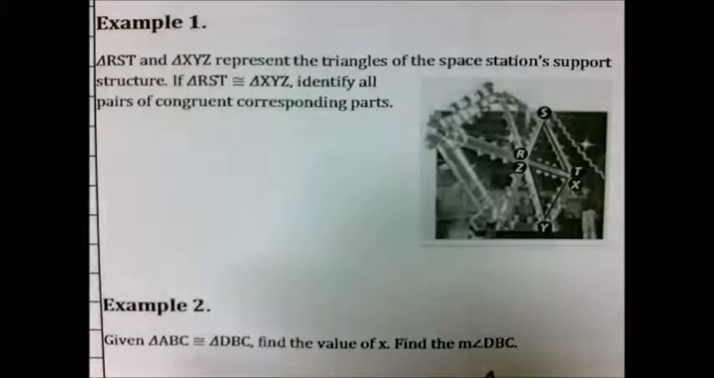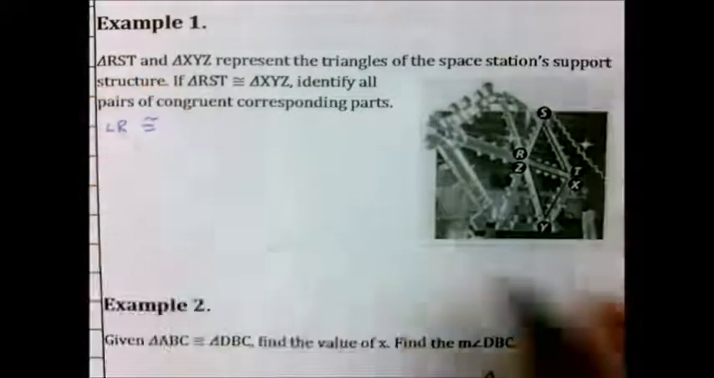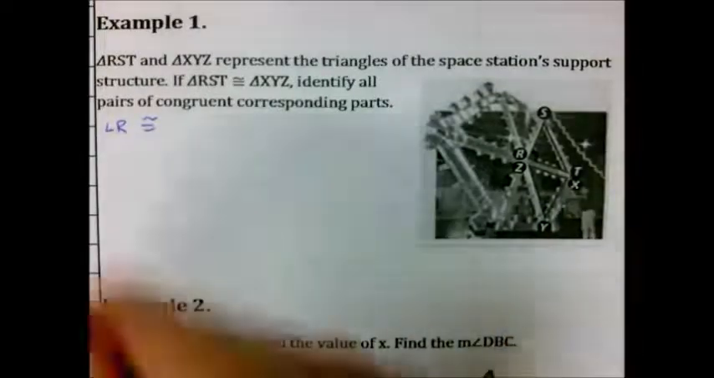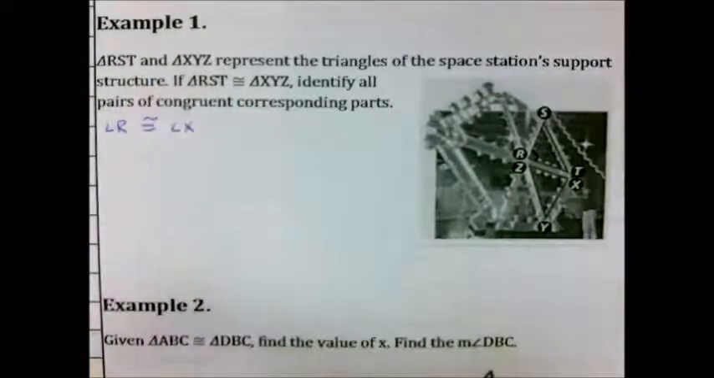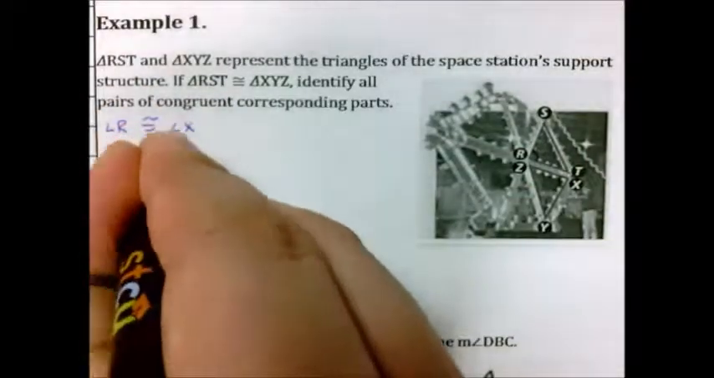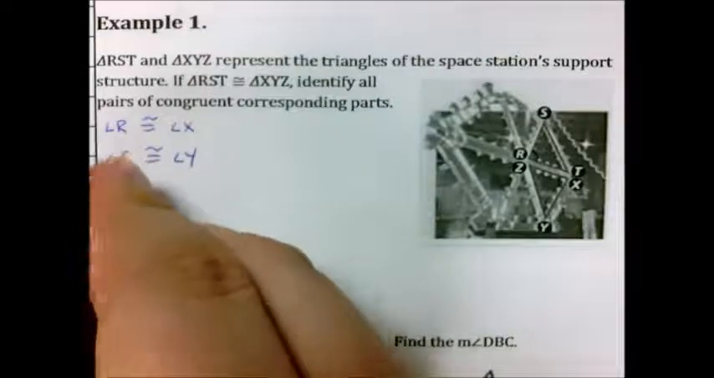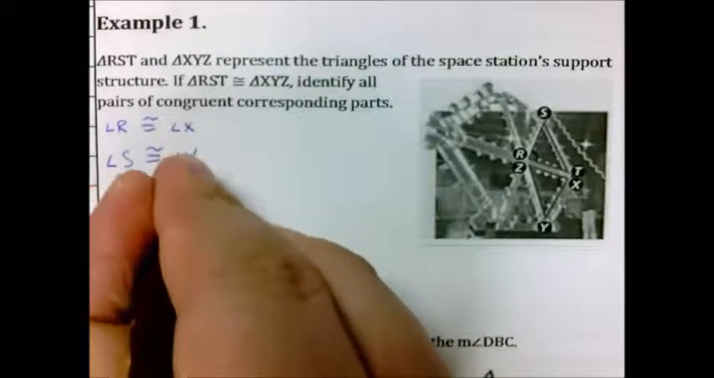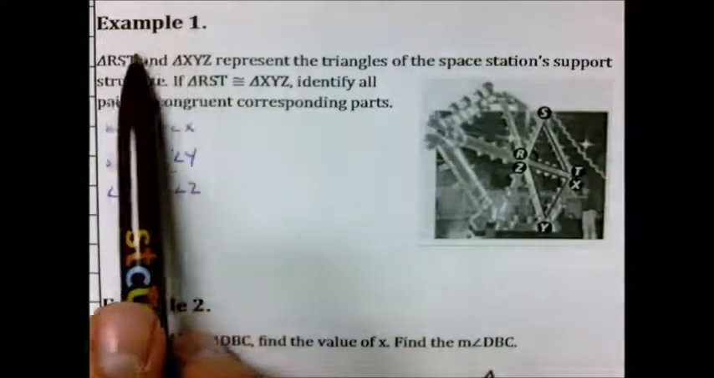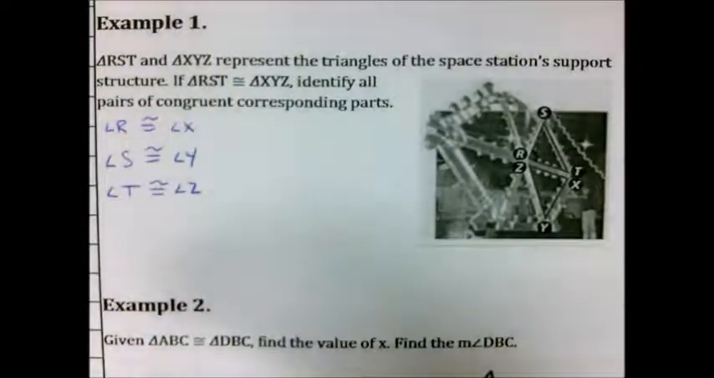All that's saying is we need to identify what angles are corresponding and what sides are corresponding. So let's start with angle R first. The angle that is congruent to it is not Z, since this is rotated all the way through, it's actually angle X. So angle R is congruent to angle X. Angle S is congruent to angle Y. And angle T is congruent to angle Z. We can see that here: R and X, S and Y, T and Z.